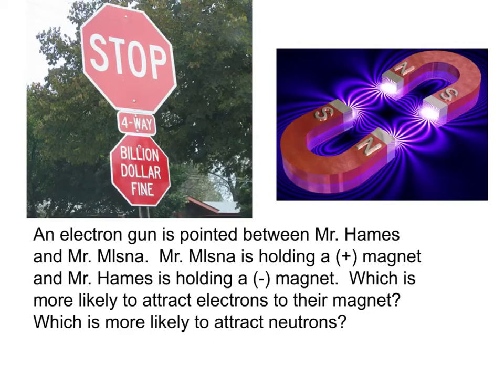An electron gun, and yes, an electron gun is a real thing, is pointed between Mr. Hames and Mr. Melsna. Mr. Melsna is holding a positively charged magnet, and Mr. Hames is holding a negatively charged end of a magnet. Which is more likely to attract electrons to their magnet?